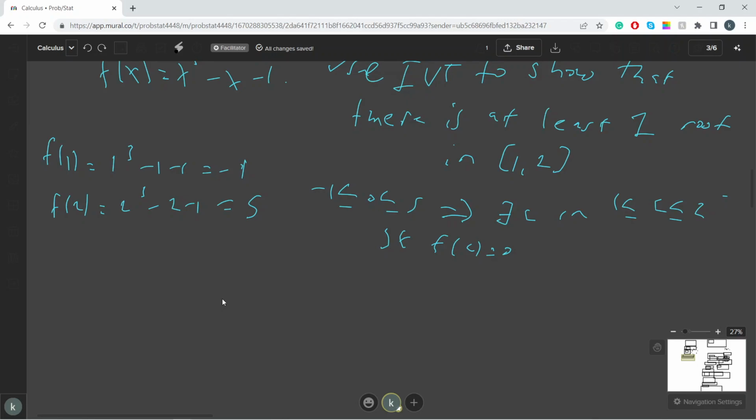But the IVT can tell us, oh, this area is where you should search if you want to find a root. So it's pretty helpful for finding roots of polynomials.